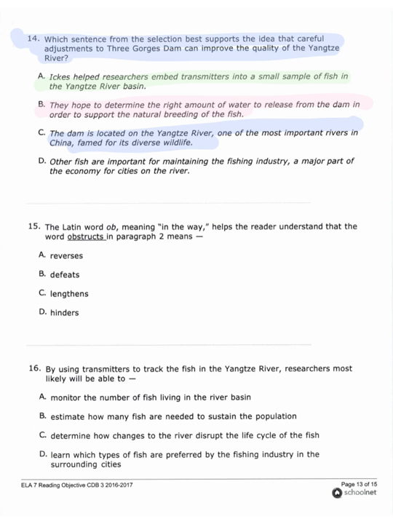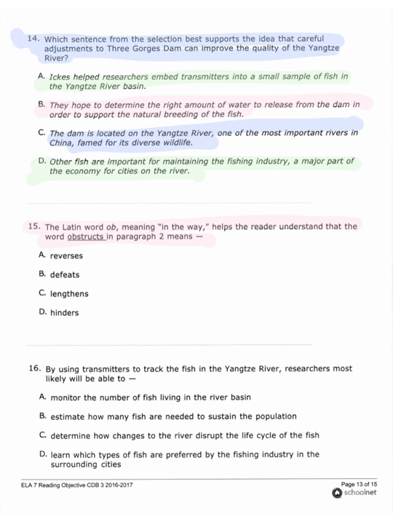C. The dam is located on the Yangtze River, one of the most important rivers in China, famed for its diverse wildlife. D. Other fish are important for maintaining the fishing industry, a major part of the economy for cities on the river.